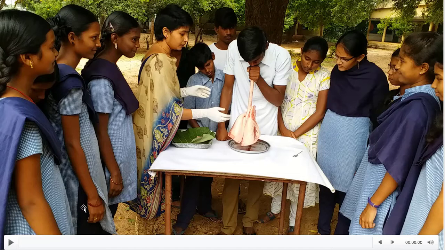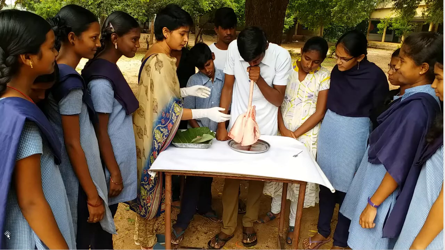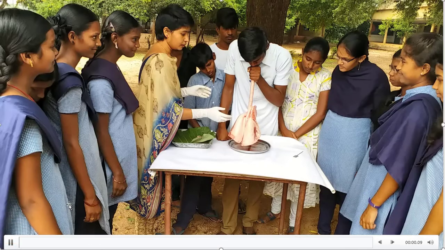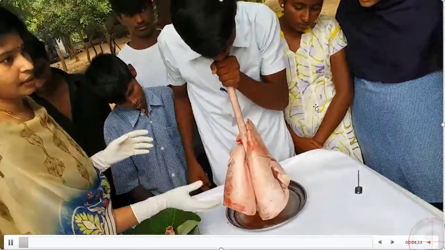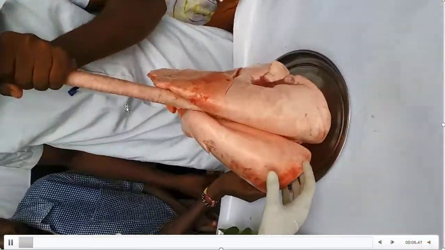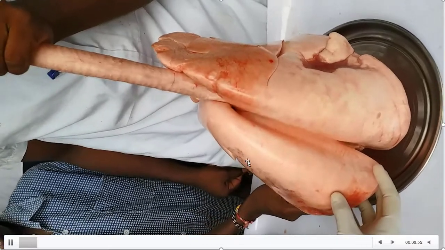the lungs. Children, how does air enter, and through which way does it enter into our body? Through the nostrils. That leads to the nasal cavity, nasal cavity to pharynx, pharynx to larynx. Then again, it leads to a tube or pipe-like structure that is called the trachea. You are observing the trachea here.